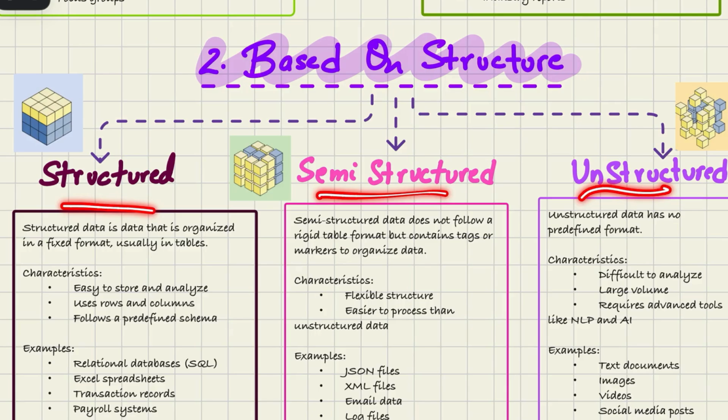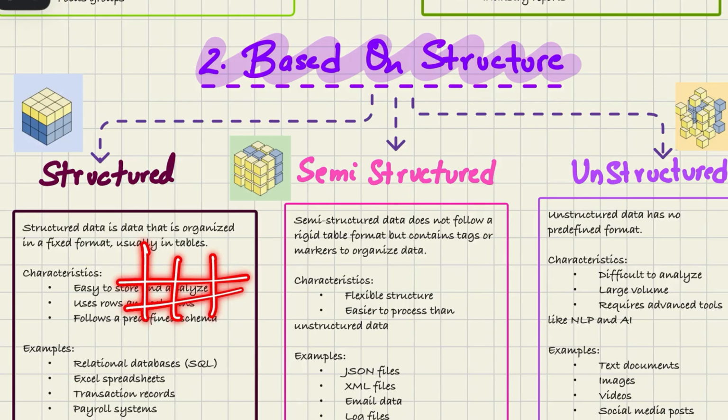Alright, next, based on the structure of the data, it is divided into three parts: structured data, unstructured data, and semi-structured data. Structured data is highly organized and clean data fitting perfectly into rigid rows and columns. It is easy to store, and it uses rows and columns and follows a predefined schema. Whatever the labels are, we are only following that. And we mostly use, for example, relational databases like SQL, Excel sheets, or payroll tables, etc.